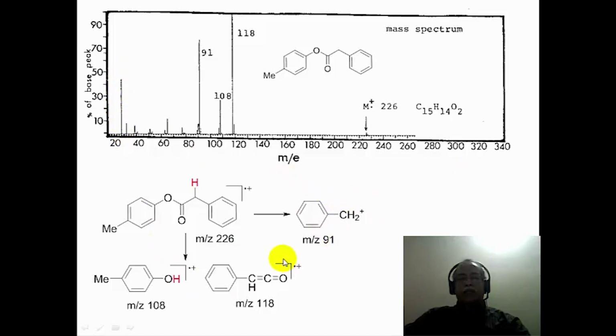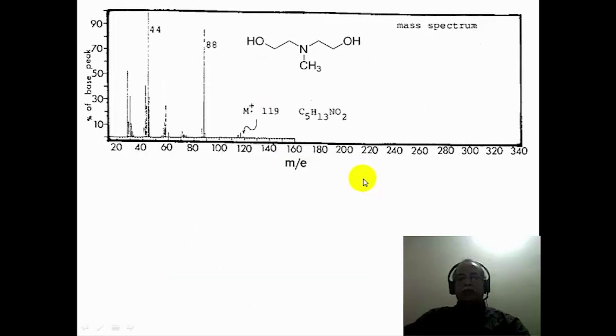So the fragmentation essentially corresponds to a hydrogen migration with the concomitant breaking of the carbonyl carbon bond in this particular molecule, for example, resulting in the formation of these two fragments, which account for the overall fragmentation of this particular molecule.